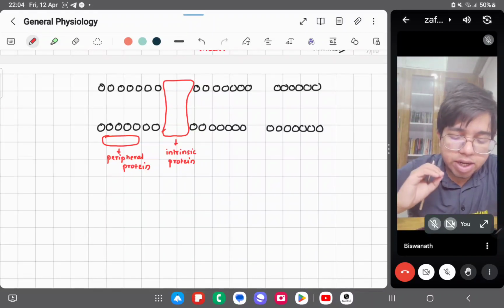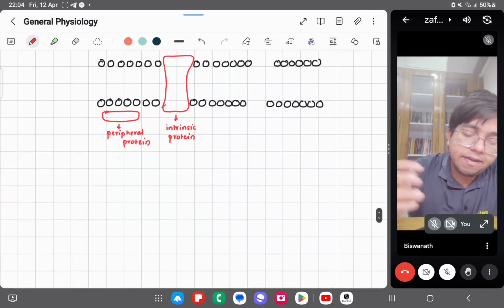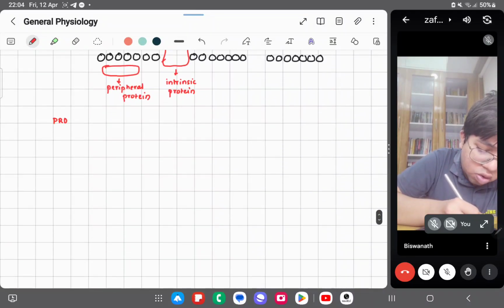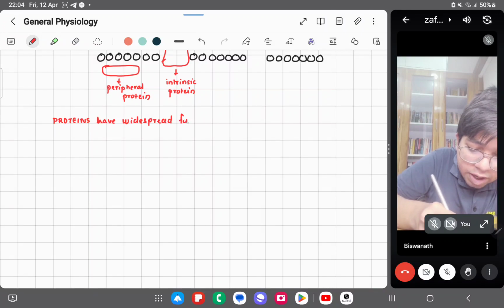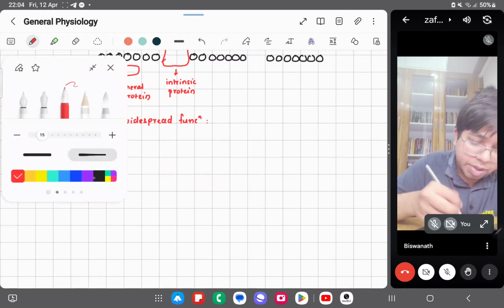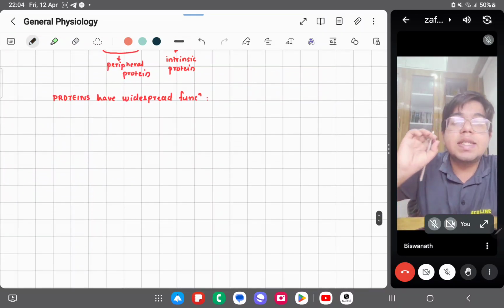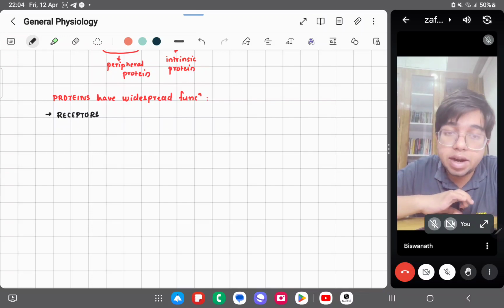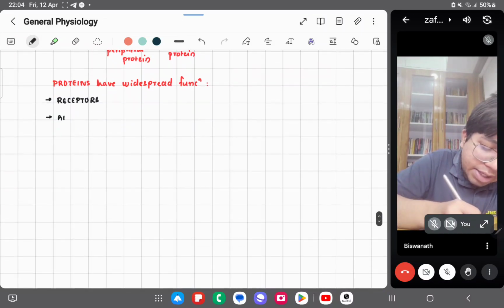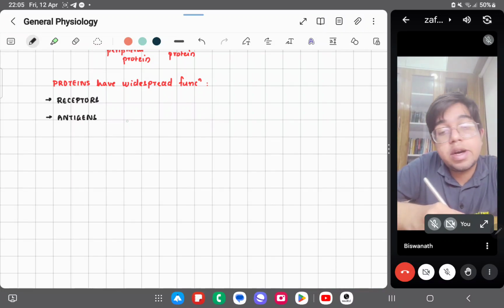So what are the functions of the proteins? Proteins have varied roles. Proteins have widespread functions, that is, many functions are there. Some proteins act as receptors. The majority of receptors for the body are proteins themselves. They act as antigens, like your ABO system, A antigen, B antigen, you know, right?